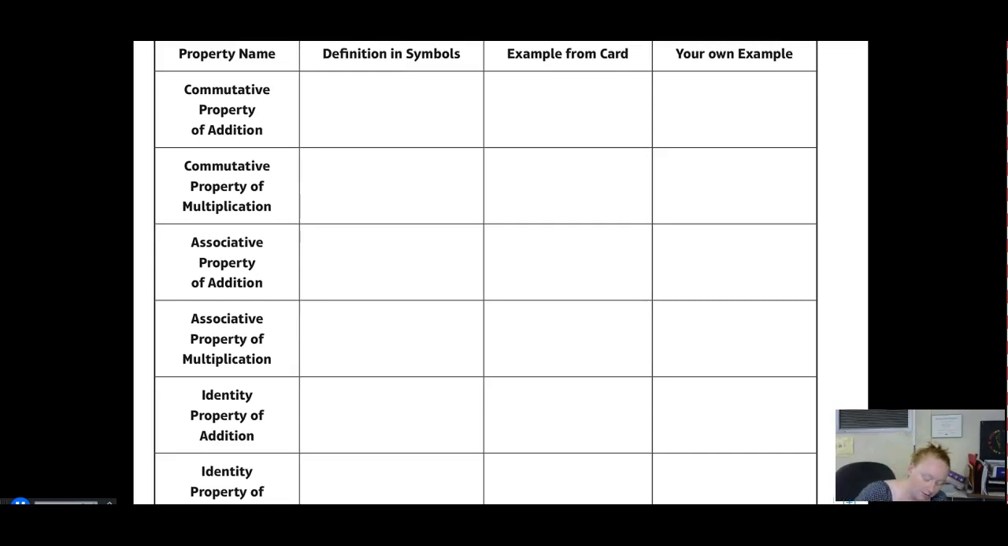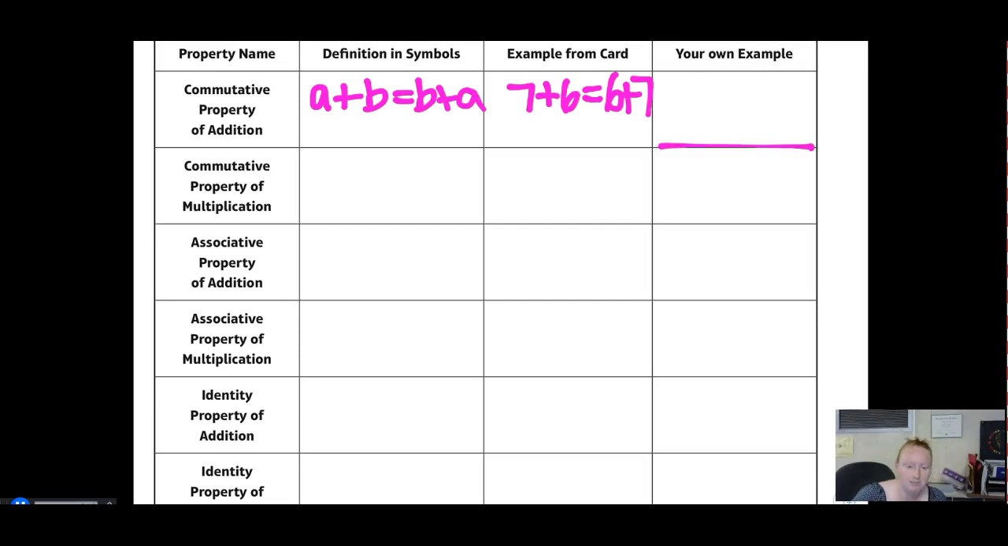So commutative property of addition is where we have something where they add together and they switch, they commute. Okay? So that would be something like 7 plus 6 equals 6 plus 7. And now you're going to write your own example right there. Okay? So I've now done the first two for you. You do the last example.